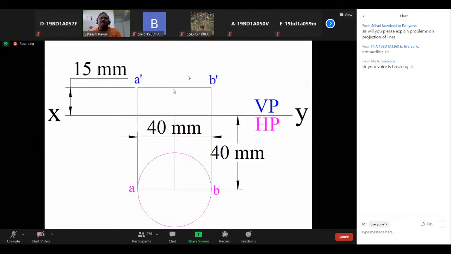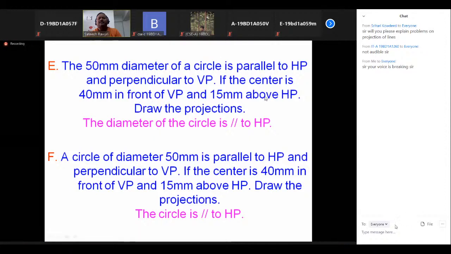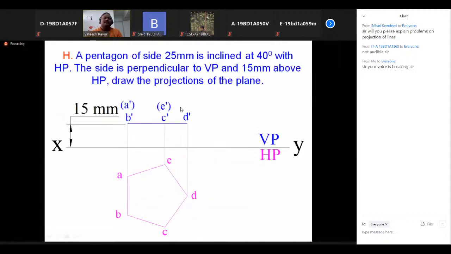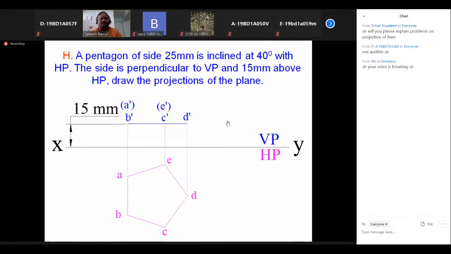Now from here you can draw the front view by taking an interval of 15 mm, because in the statement it was given the center of the circle is 40 mm in front of VP and 15 mm above the HP. So here we should mention C as the center. I forgot it. C will be the center. So C will come over here as the center in the top view. C dash will come here exactly at the center of A dash B dash as its front view. So this is how the problems will come in the first two categories of perpendicular planes.